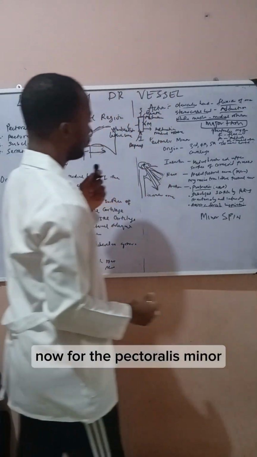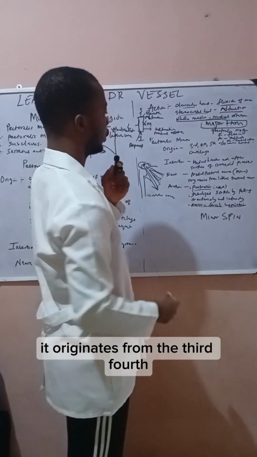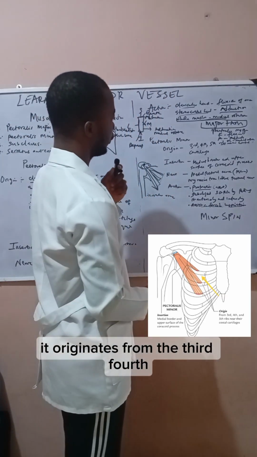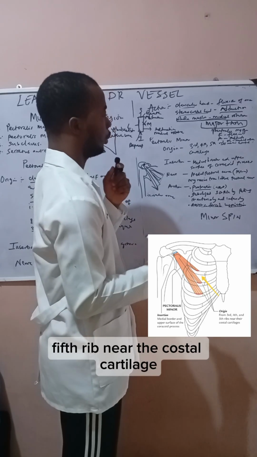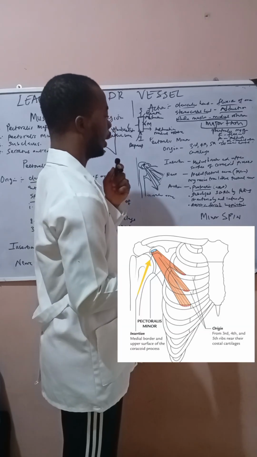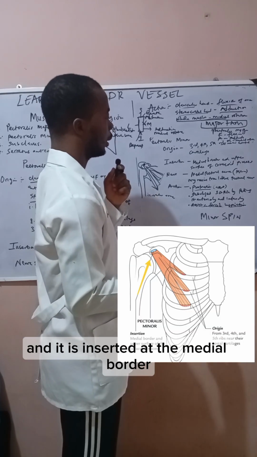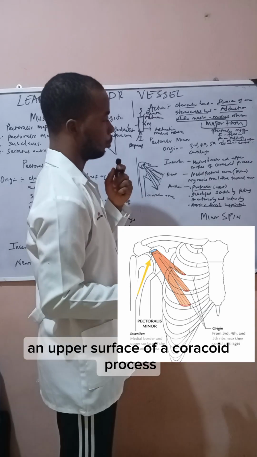Now, for the pectoralis minor, it originates from the third, fourth, and fifth ribs near the costal cartilage, and it is inserted at the medial border and upper surface of the coracoid process.